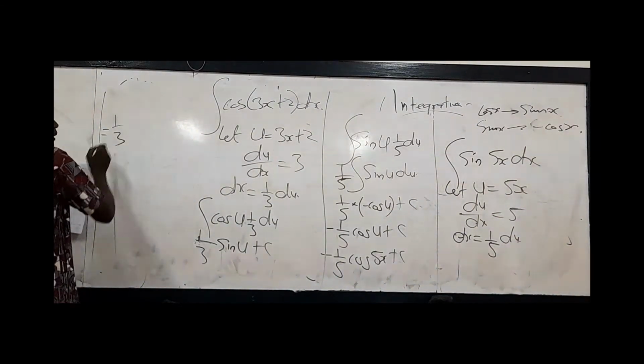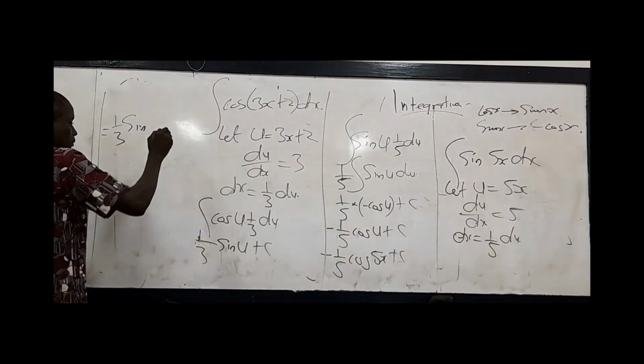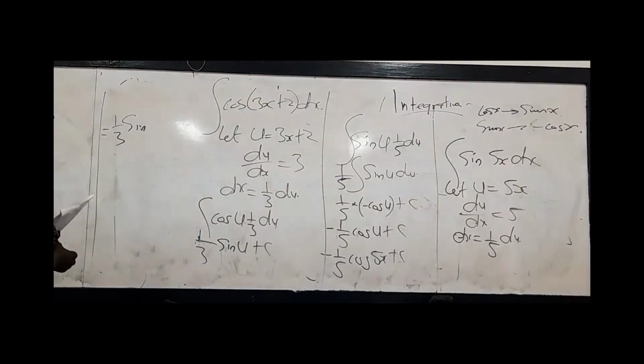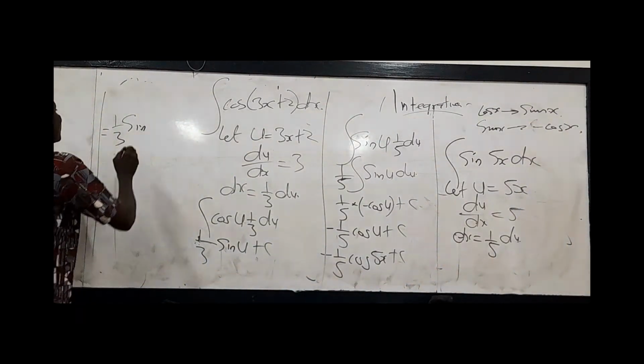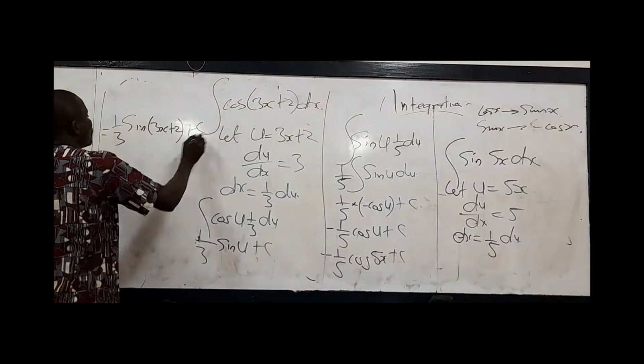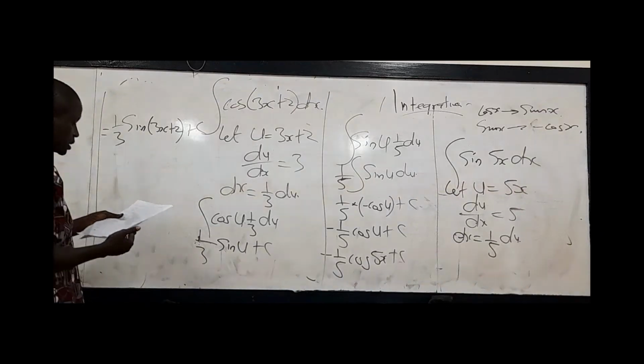1/3 sine, sine what? Because if you are integrating cos, you get sine. 1/3 sine u, which is what? 3x + 2, then plus c. Okay. So this and many more.